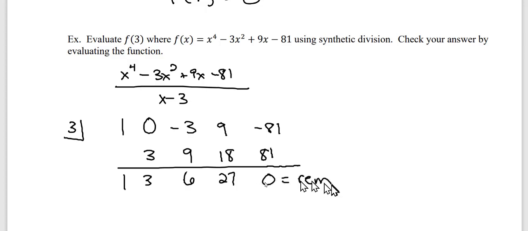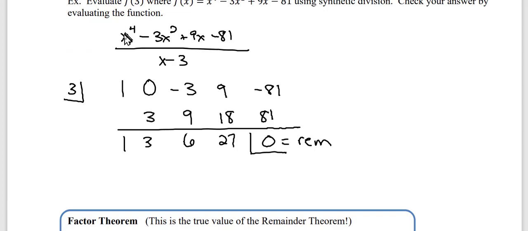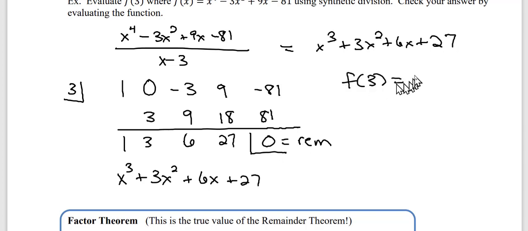This last number is the remainder. These other numbers are my coefficients on that division. I divided an x to the fourth by an x, so I'm going to have x cubed plus 3x squared plus 6x plus 27. That's what this is equal to. Okay, with a remainder of 0, that tells us that f of 3 is equal to 0.